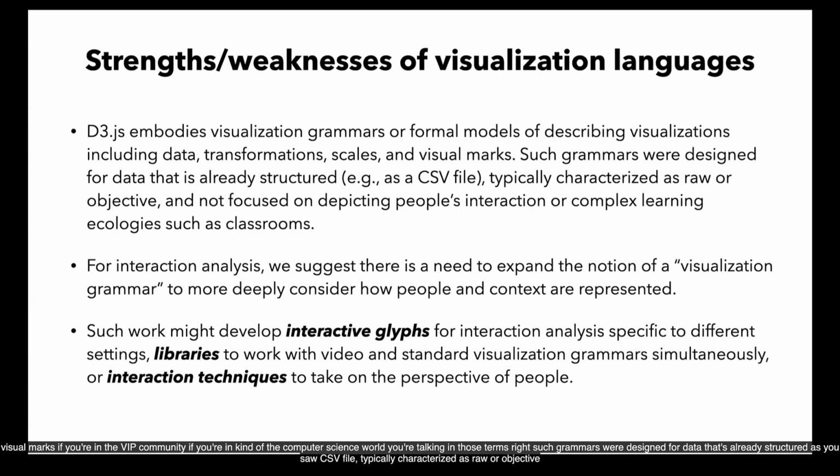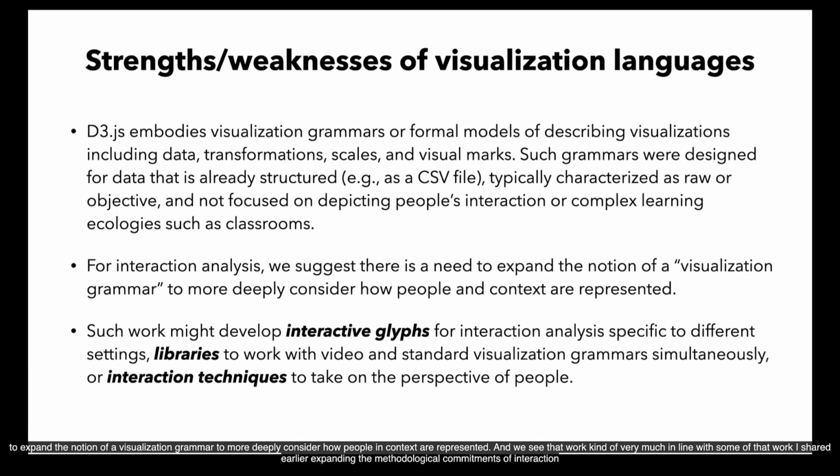If you're in the Viz community, if you're in the computer science world, you're talking in those terms, right? Such grammars were designed for data that's already structured, as you saw a CSV file, typically characterized as raw or objective, and they were never intended to focus on depicting people's interaction or complex learning ecologies like classrooms, right? And so we think for interaction analysis, for learning sciences, for CSCL, there's this opportunity to expand the notion of a visualization grammar to more deeply consider how people and context are represented.